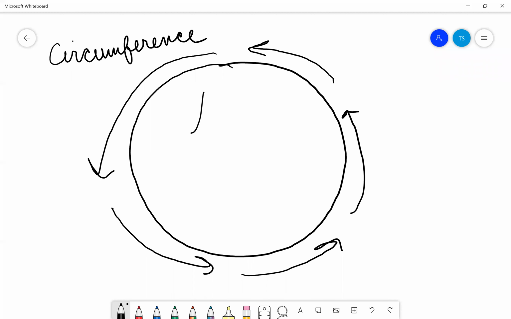The area of a circle is going to be the measurement of the inside of the circle. So those are the two differences. I'm going to erase this now.